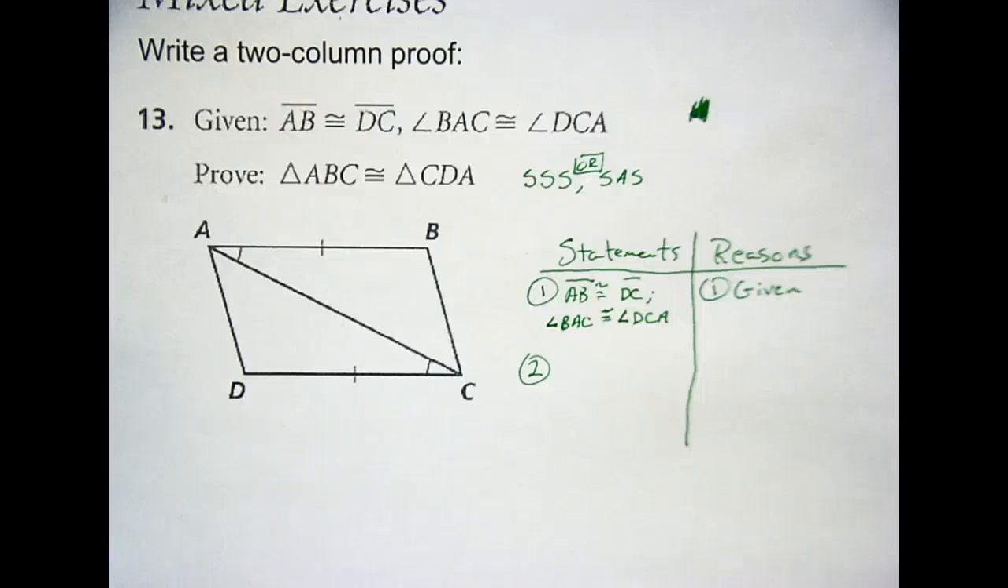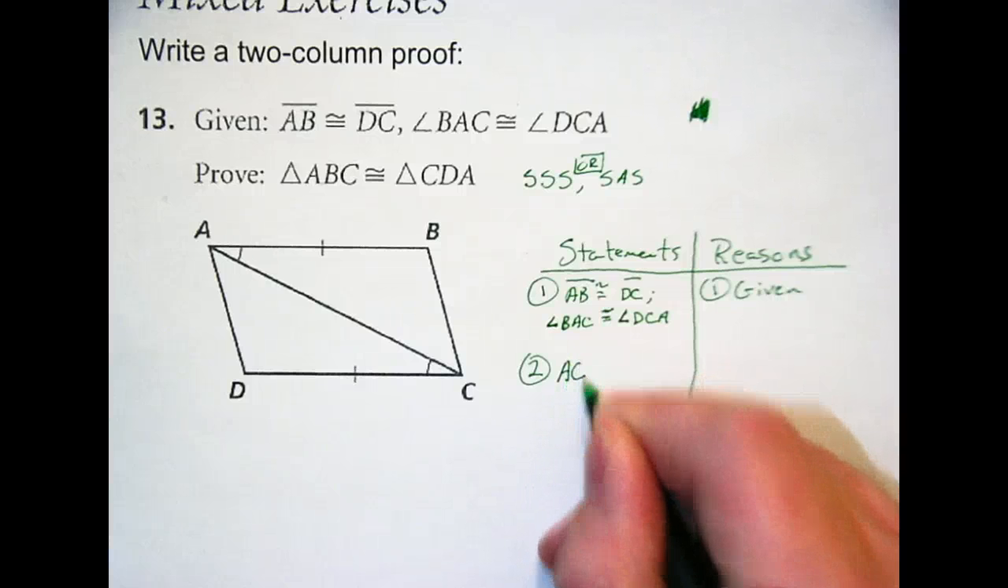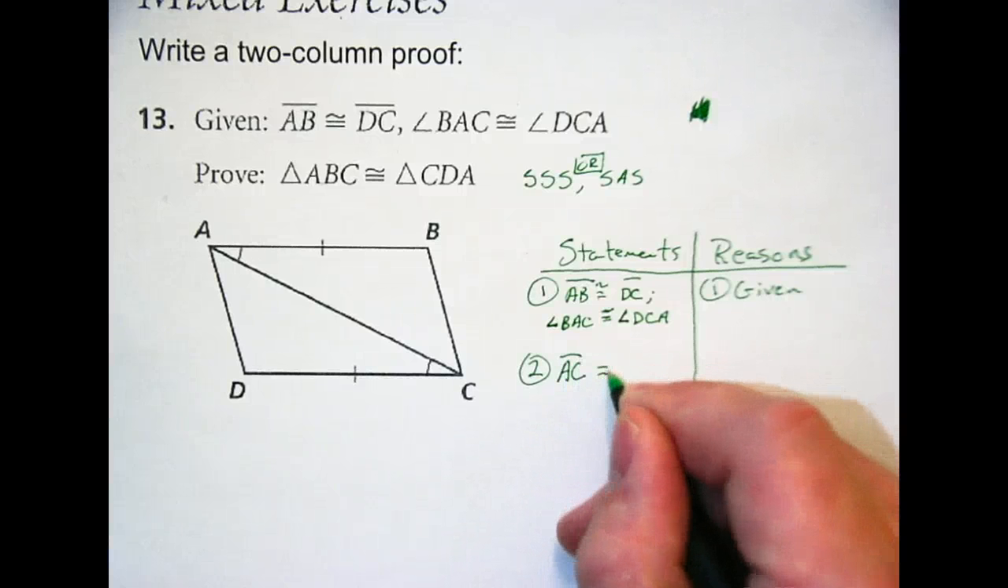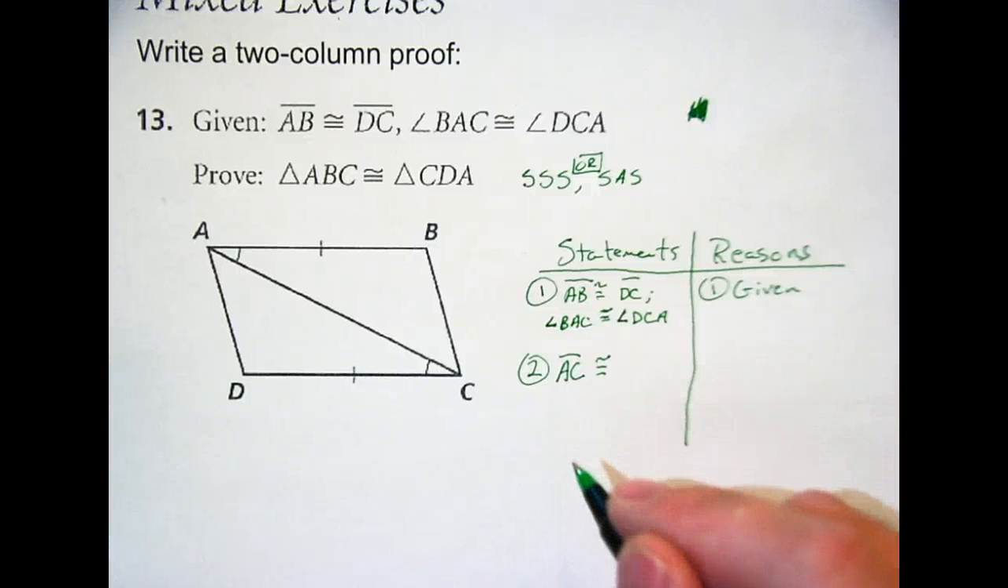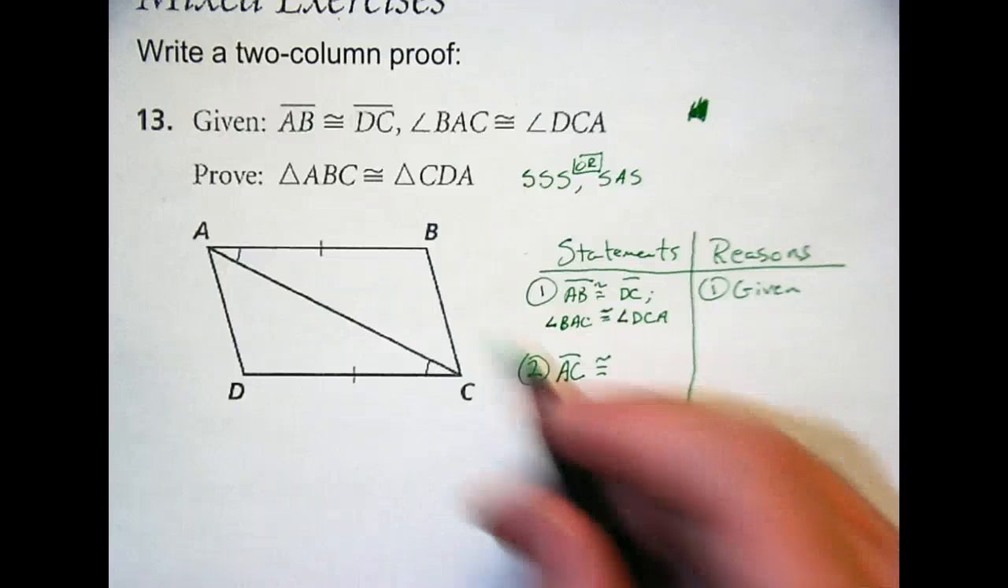Yeah? AC is on both of them. It's the same side. AC is congruent to, not AC, CA.